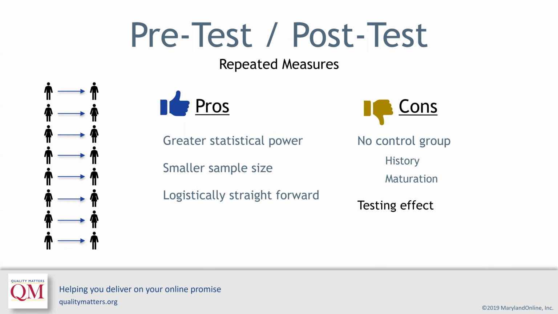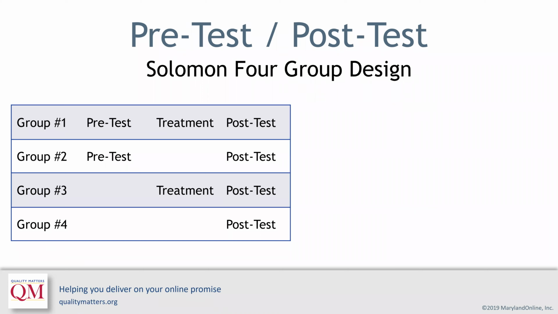Another way to address these cons is to use a more complicated design. And this is the Solomon 4-group design. It gives you every possible combination of pre-test and treatment.